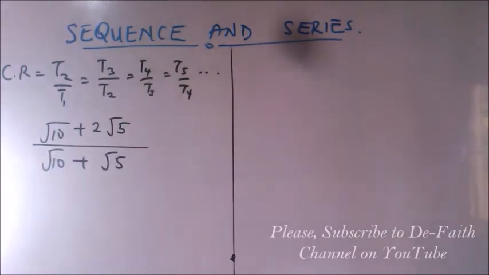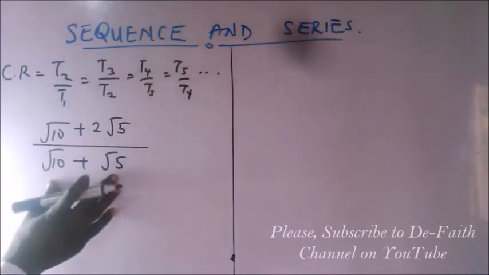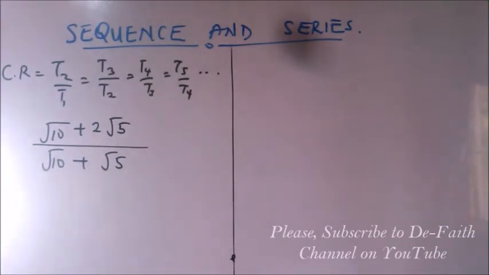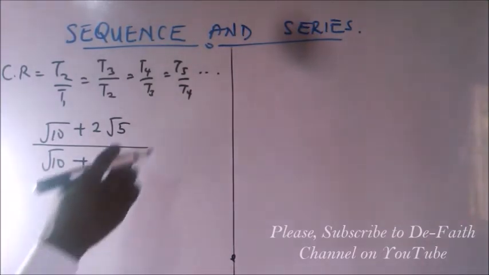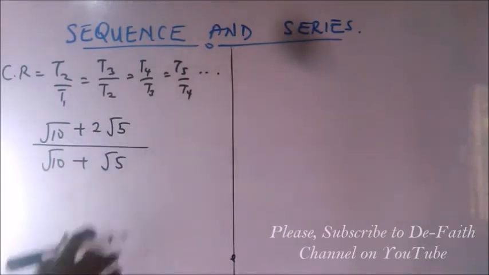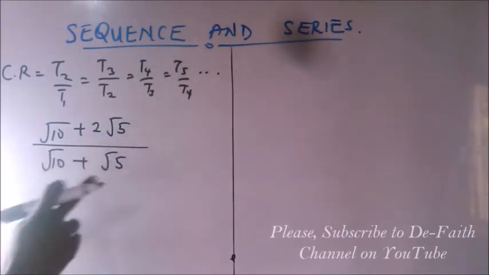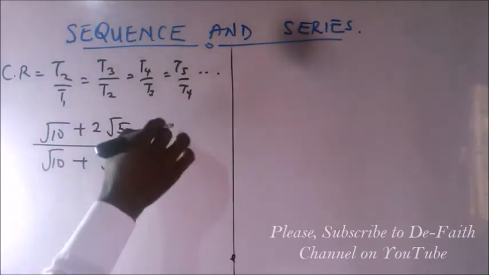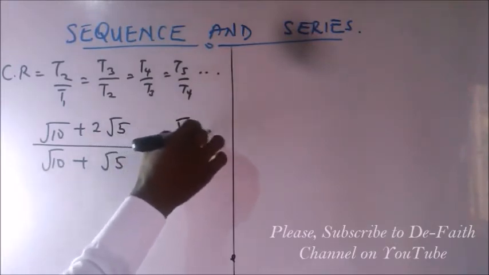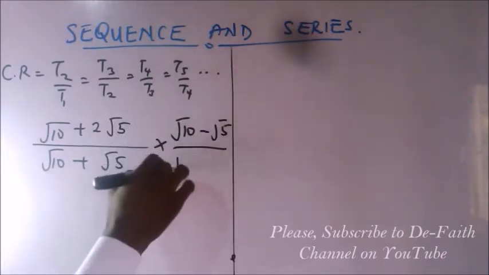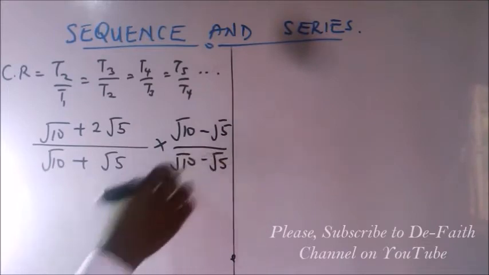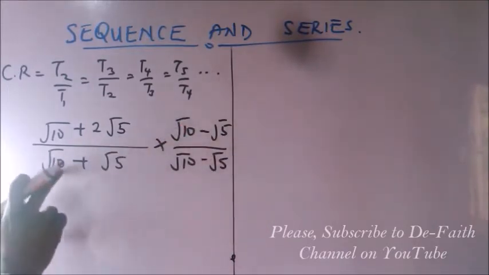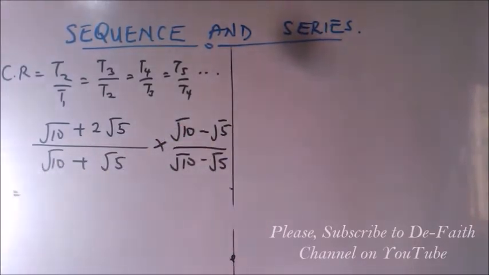When we have a situation like this, what we'll do is rationalize. To rationalize means to multiply both numerator and denominator by the conjugate of the denominator. You will understand this better when you look at our calculation. So we have root 10 minus root 5 over root 10 minus root 5. Hence, this is the conjugate of root 10 plus root 5. Alright, so we multiply through.